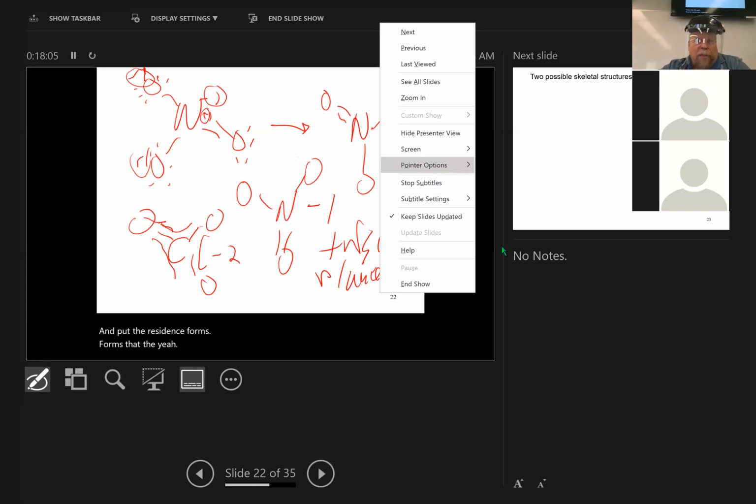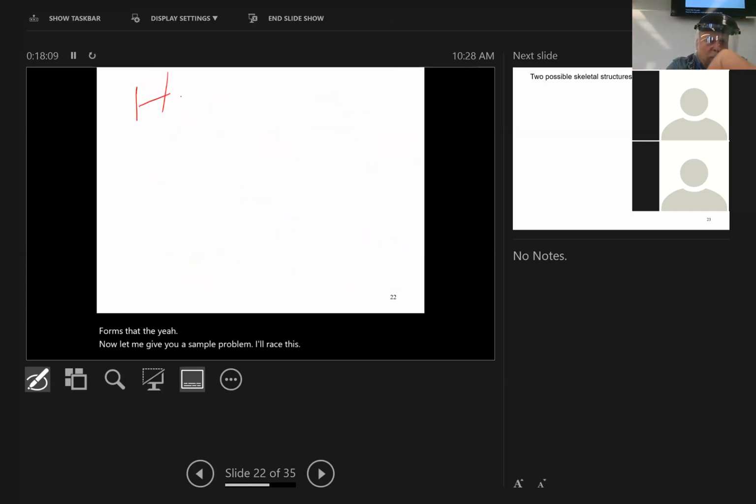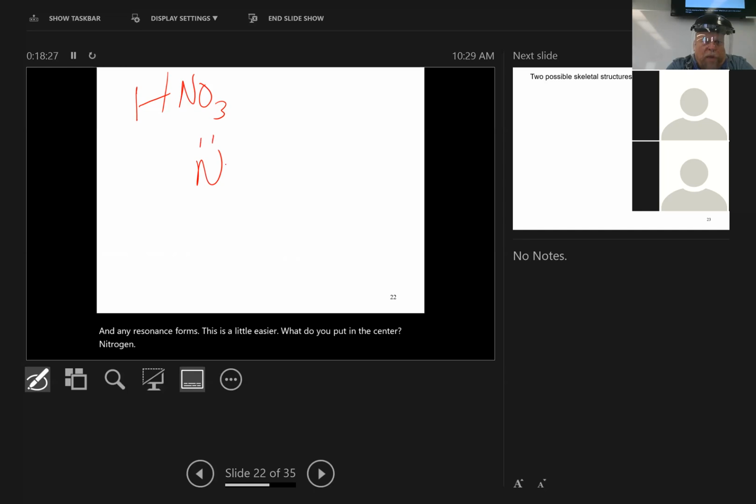I'll erase this. Draw the Lewis dot structure for HNO3, and any resonance forms. This is a little easier. What do you put in the center? Nitrogen. Okay, so essentially you have this, and then you put the oxygens next to it, like we did before. The other oxygen next to it over here. The other oxygen down here, like the extra.